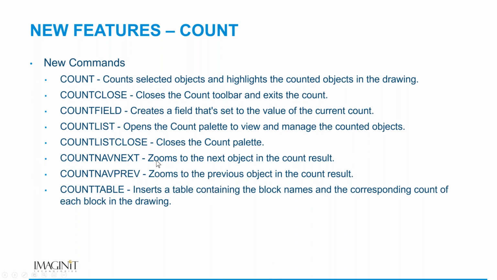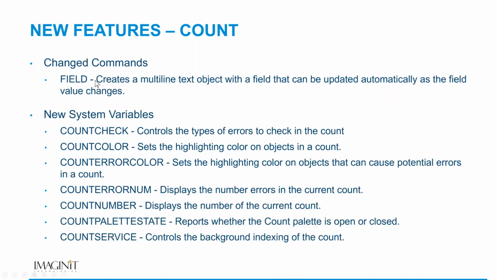If you select objects to count, it reports it as a single item. We're going to talk about that, Alan. Just bear with me on this. So the change command field now allows you to create a multi-line text object with a field that can be updated automatically as the field value changes. It really hasn't changed other than it can now tie into the count. That's really the only thing that changed with the field.